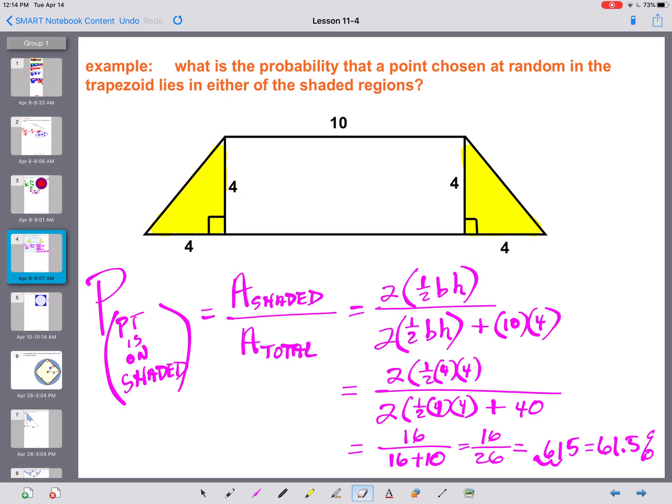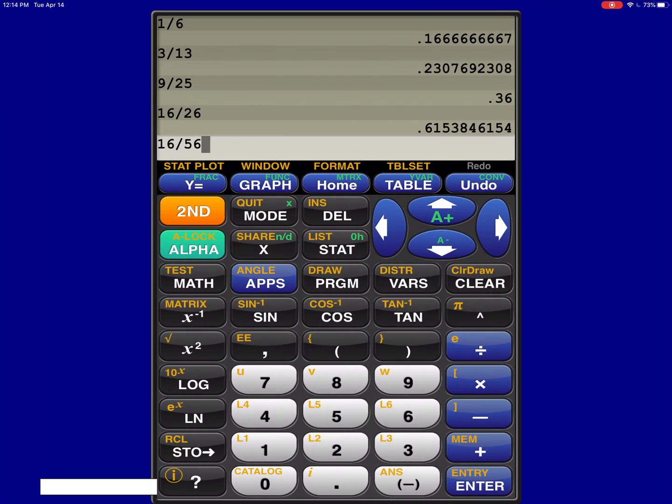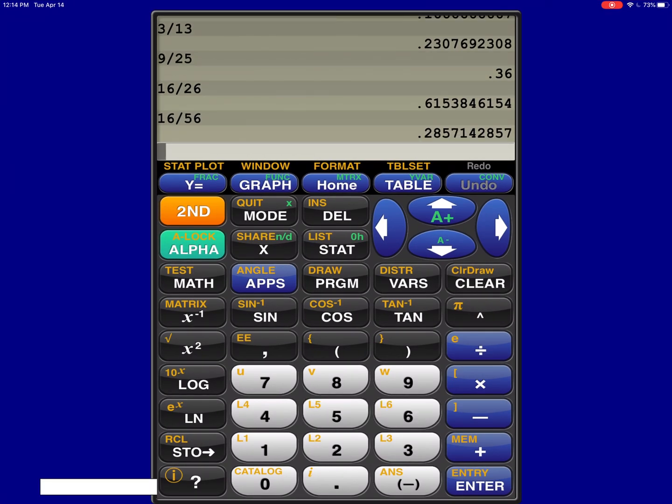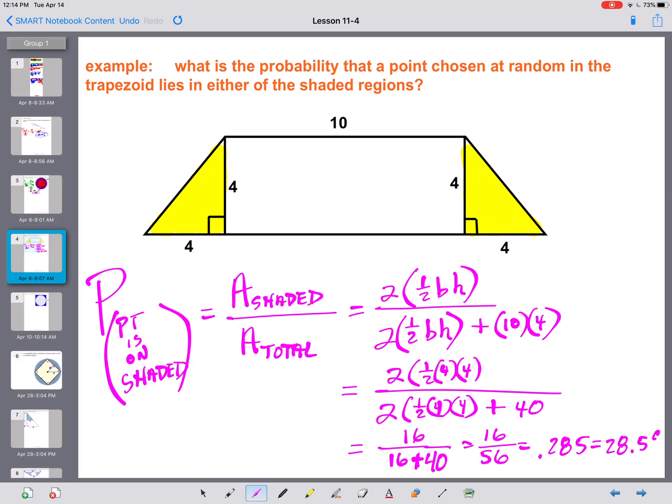Oh, wait a second. It's not 10 underneath, it's 40. I thought it was a little off. That's going to be 16 over 56. That's a little better. 16 divided by 56 is 0.285. As a percentage, that's 28.5%. Good. Let's go to our last one.